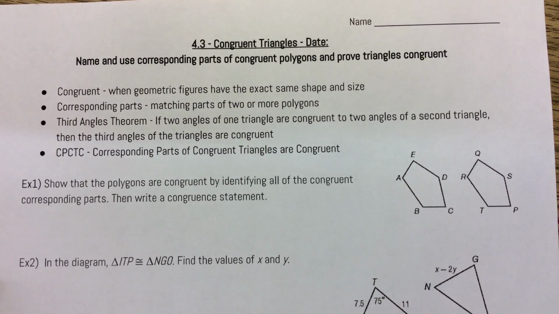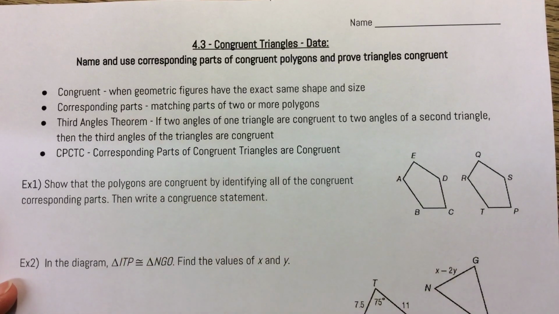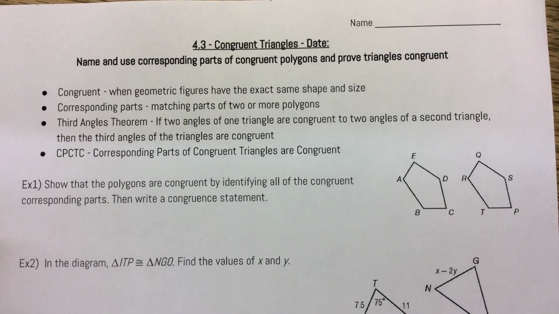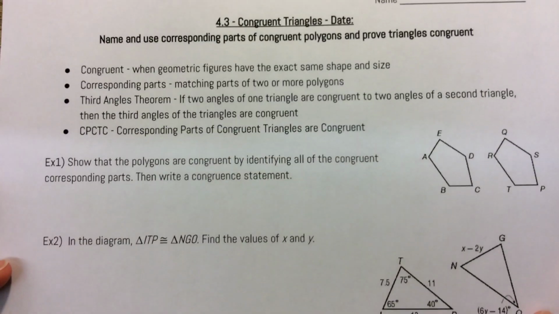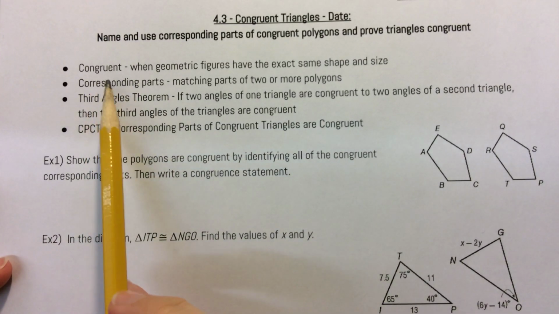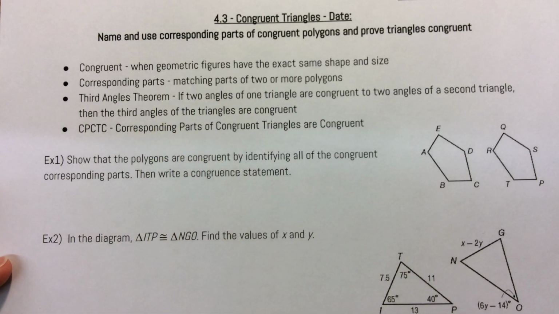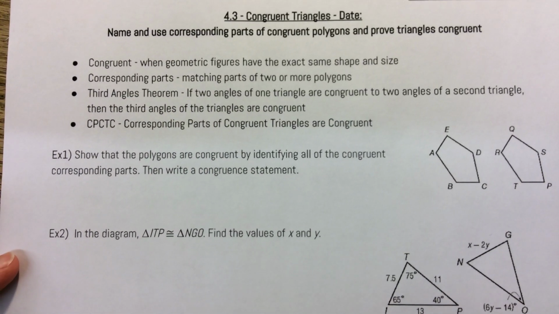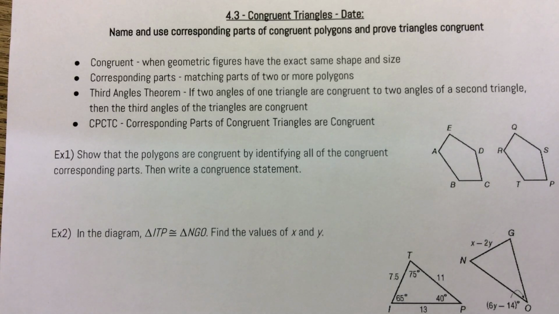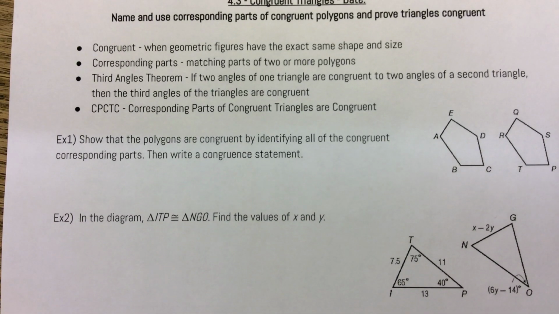Congruent triangles. We want to be able to name and use corresponding parts of congruent polygons to prove that triangles are congruent. Congruent, we've used lots of times before, but just a reminder, it's when geometric figures have the exact same shape and size. That's when they are congruent.